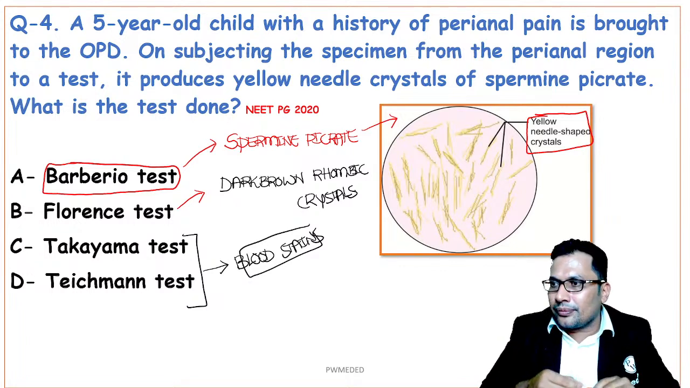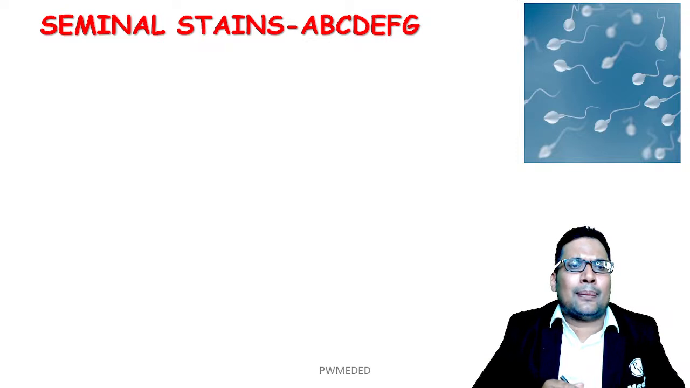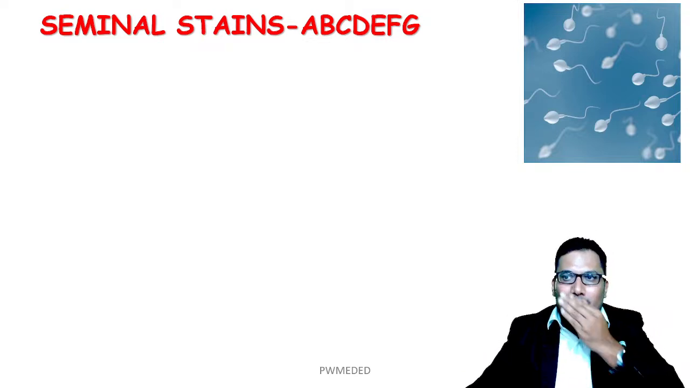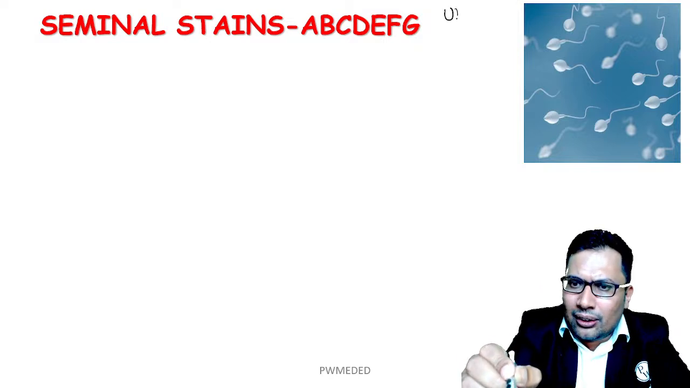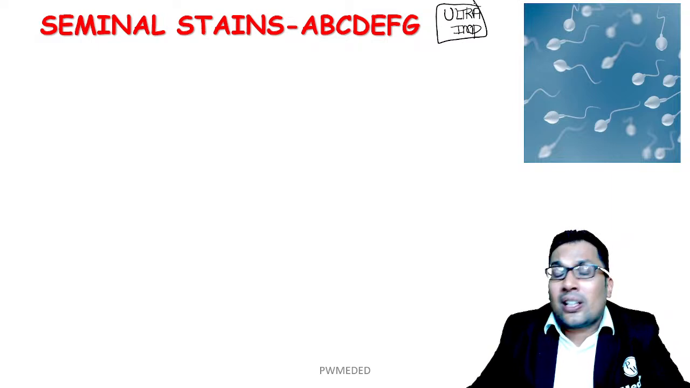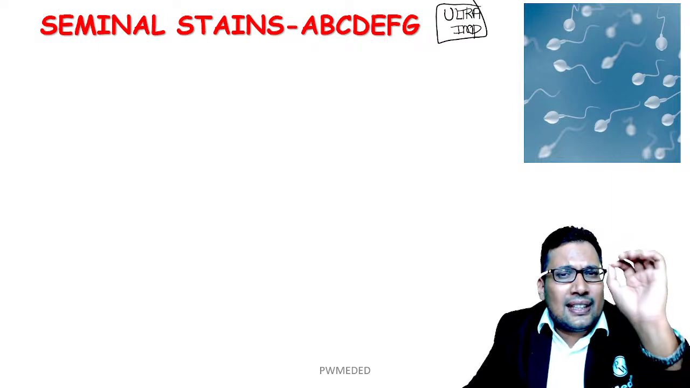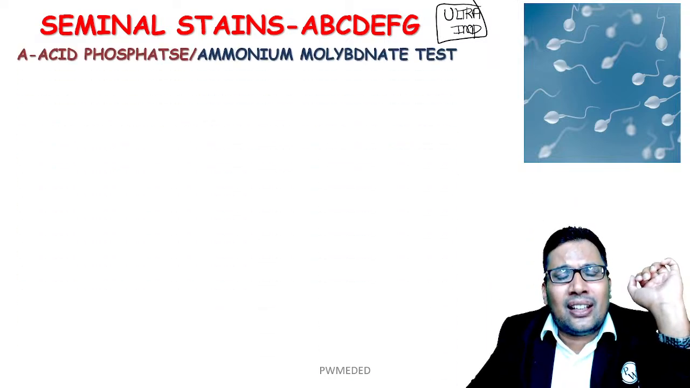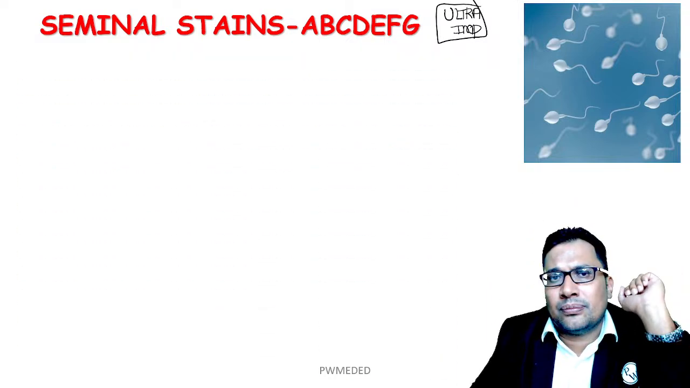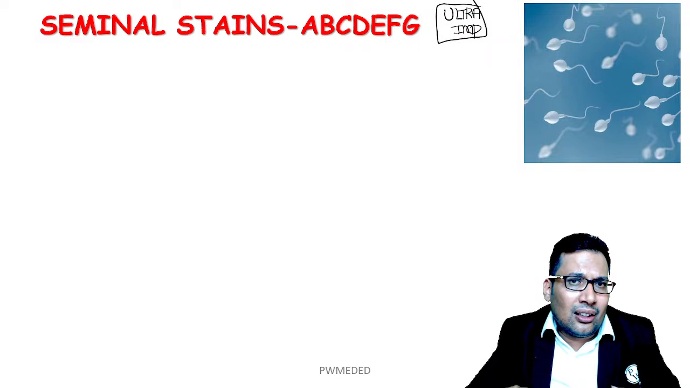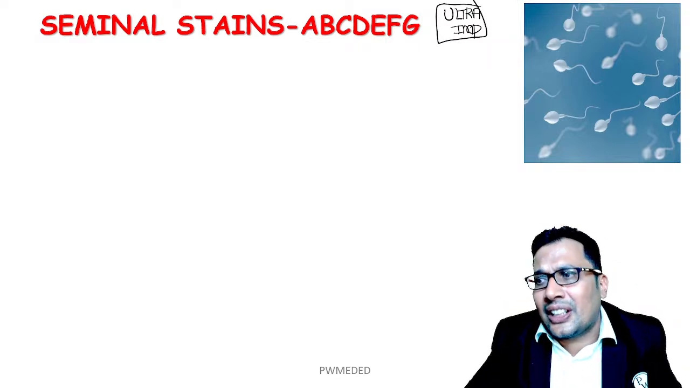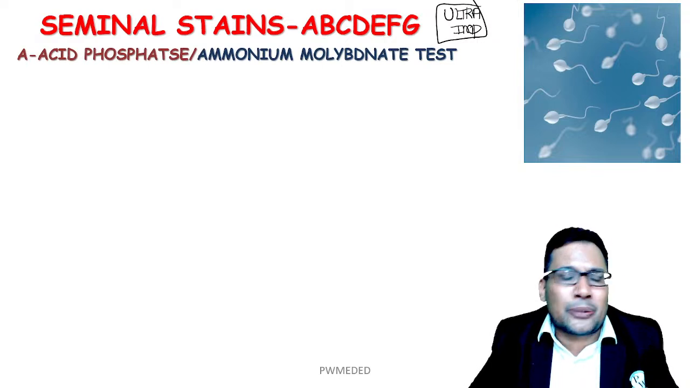Okay. Next, now we'll discuss seminal stain. What are the tests for seminal stain? All of you, this is an ultra important topic, blood and seminal stain. What are the tests for the seminal stain? I'll go a little fast. The mnemonic for seminal stain is A, B, C, D, E, F, G. What are the tests for seminal stain? A for acid phosphatase test. So A for acid phosphatase.